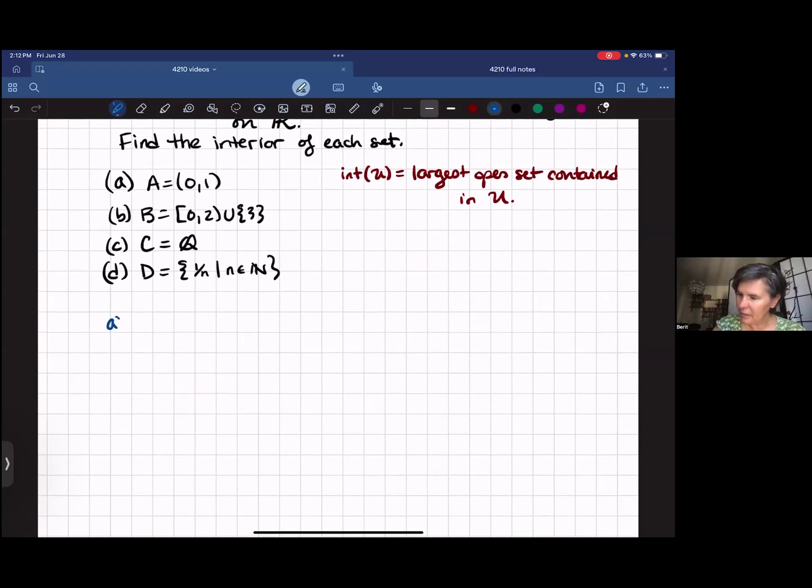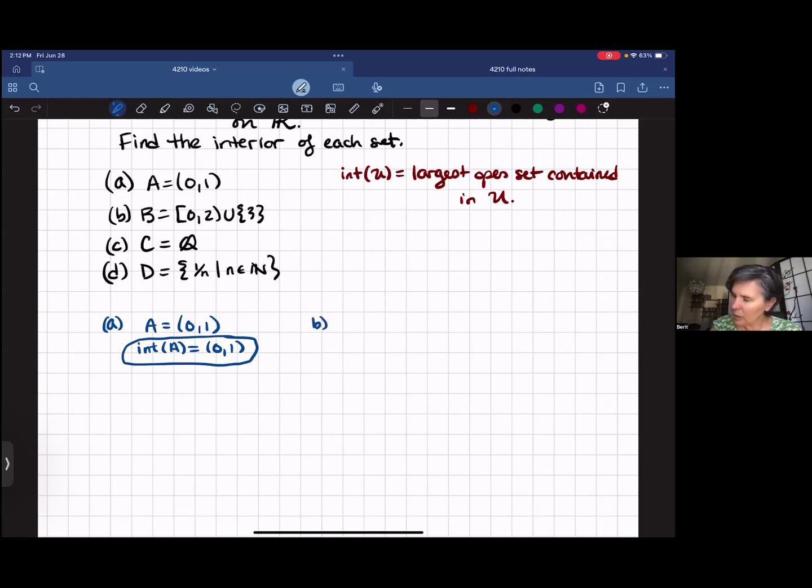Capital A is the open interval 0 to 1. In the standard topology, open intervals are open sets, and so this is an open set already. If you start with an open set, then the interior is just the set itself. The largest set you can get is just to take all of it. And so here the interior of A is (0, 1), because A is already open. So its interior equals itself.